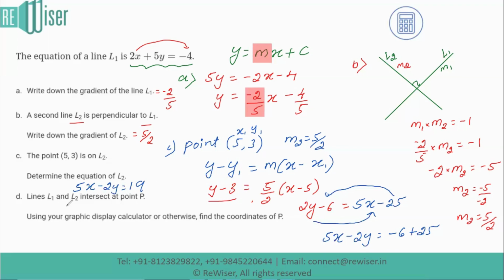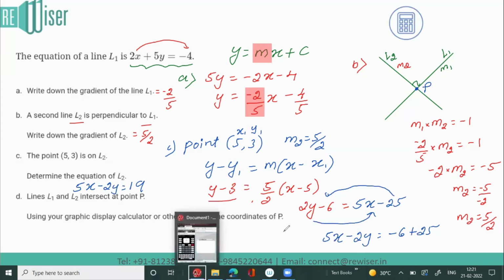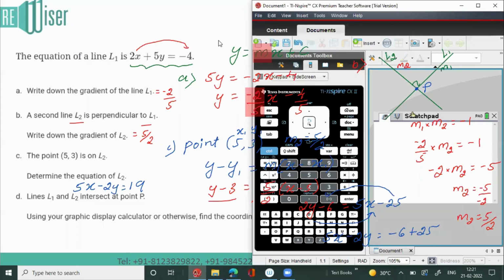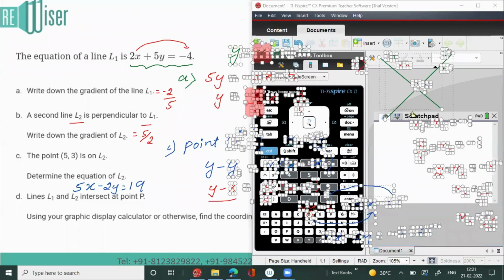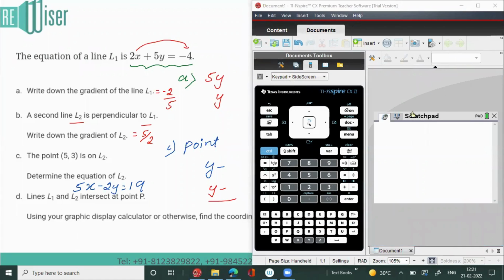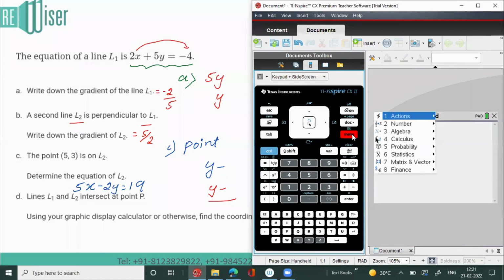Now we are told line 1 and line 2 intersect at point P. Let us consider this my intersection point, point P. Using your GDC, which is a graphic display calculator, or otherwise, find the coordinates of P. Otherwise means we need to do it manually, but let me show you how to solve this using the calculator. This is a TI-Nspire calculator. We can do it on the graph by drawing both graphs and finding the point of intersection, or we also have the option to solve linear equations.